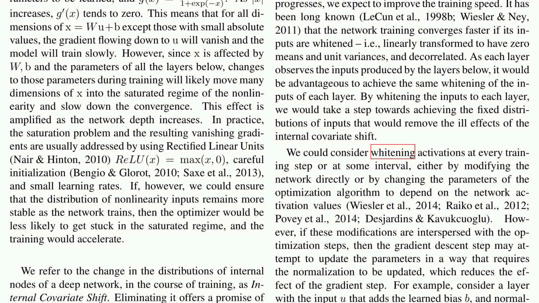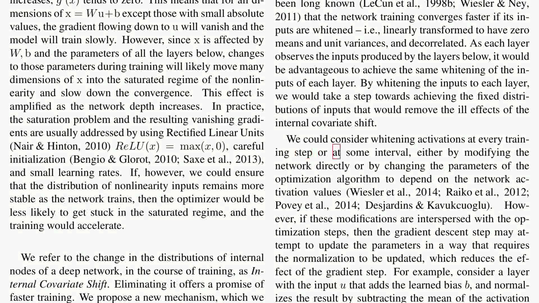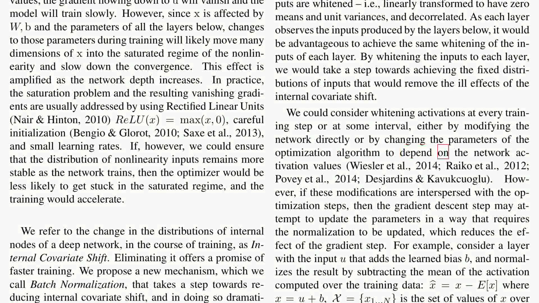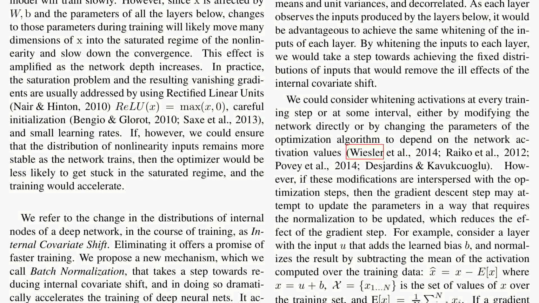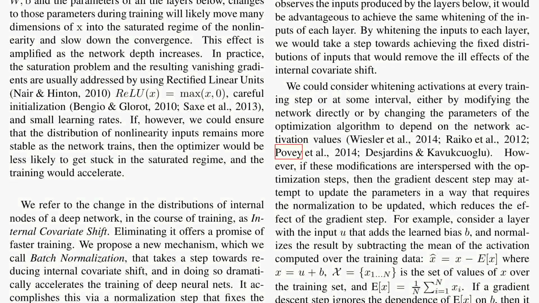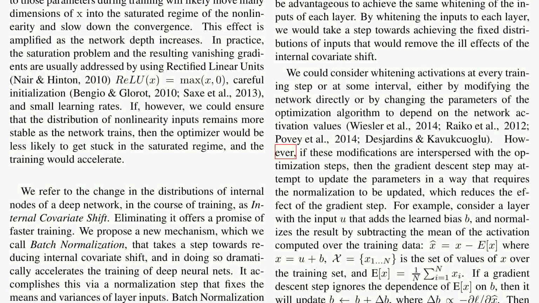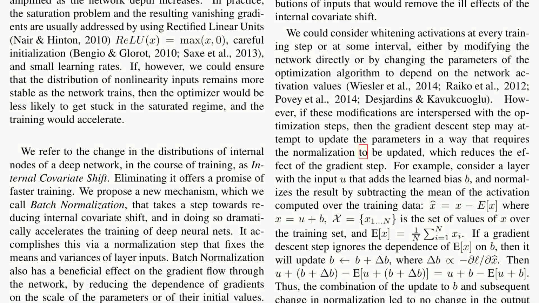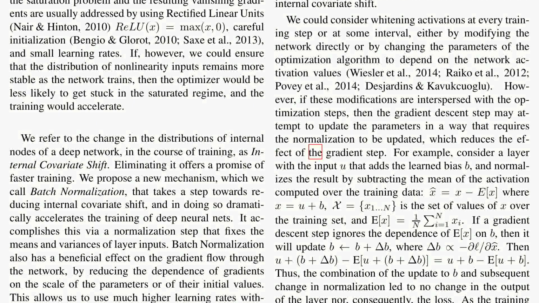We could consider whitening activations at every training step or at some interval, either by modifying the network directly or by changing the parameters of the optimization algorithm to depend on the network activation values. Wiesler et al., 2014, Raiko et al., 2012, Povey et al., 2014, Desjardins and Kavukcuoglu. However, if these modifications are interspersed with the optimization steps, then the gradient descent step may attempt to update the parameters in a way that requires the normalization to be updated, which reduces the effect of the gradient step.